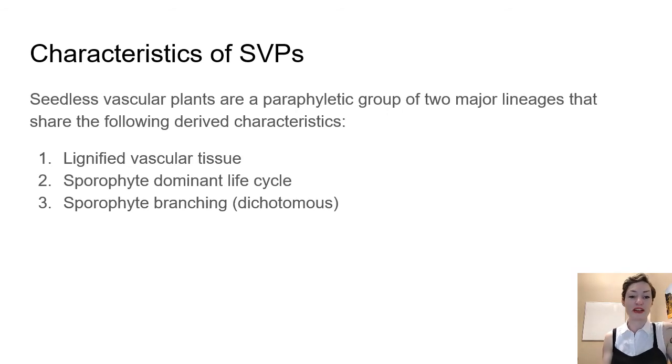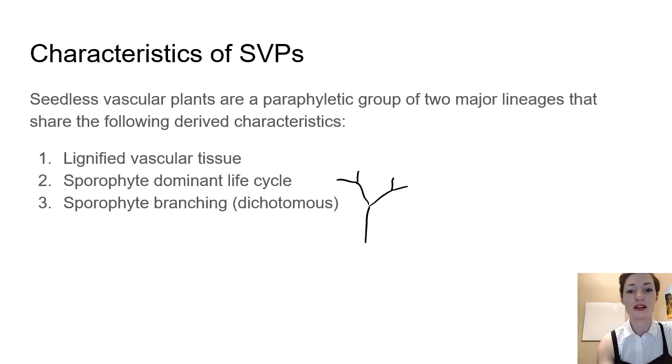We also have a sporophyte dominant life cycle. So the sporophyte is now nutritionally independent and the longer lived part of the life cycle. It's also larger. And we have sporophyte branching. That starts out as dichotomous branching, which means it splits in two equal parts every time it branches. And that's really obvious in the Lycopodiophytes.